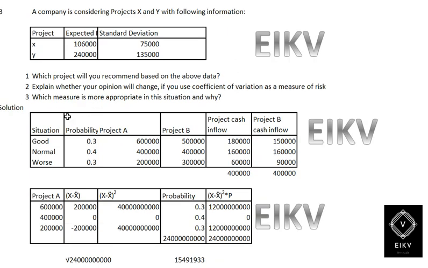so the solution for the first question will be, so we have made a table containing the details which is already given in the question, which is the situation which is good, normal and worse, and their probability, and then the incomes of project A and project B has been given. So we need to multiply the probability with the project A and probability with the project B and take the totals. Therefore the total for project A will be 4 lakh and total for project B will be also 4 lakh.